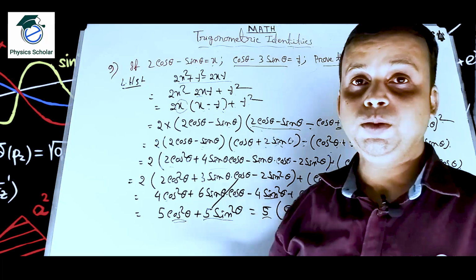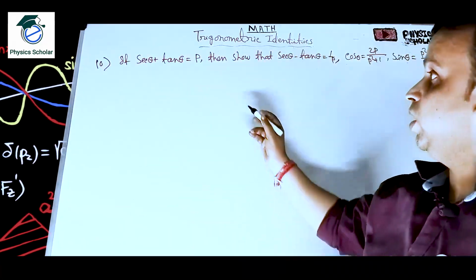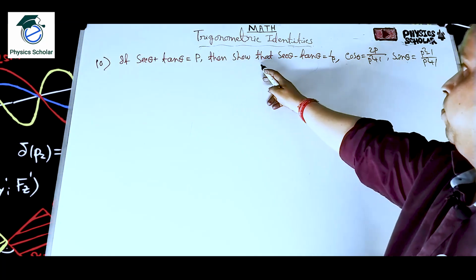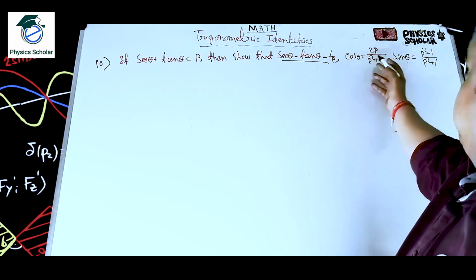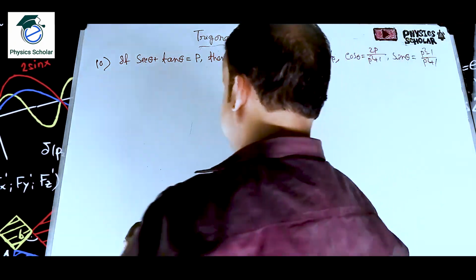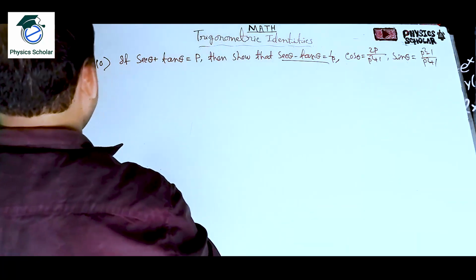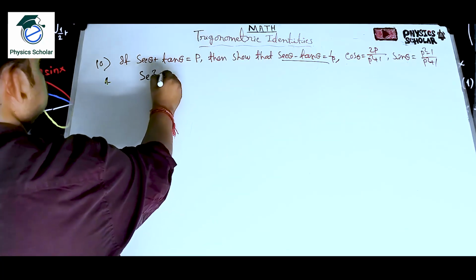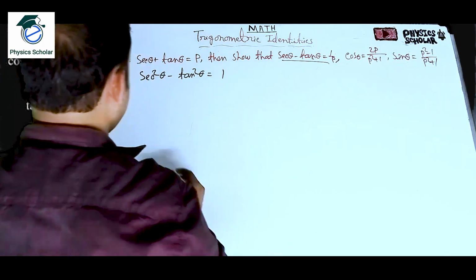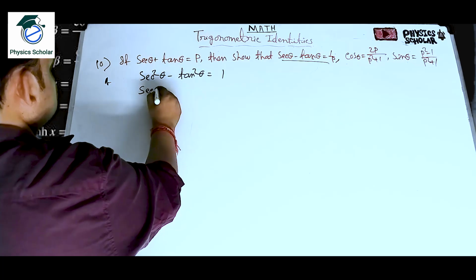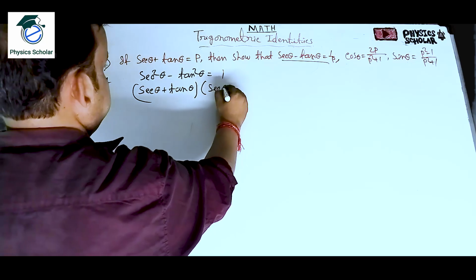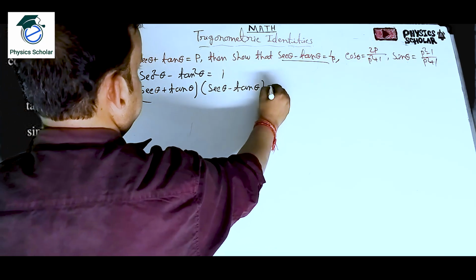Clear? Now let us move to sum number 10. So students, here moving to sum number 10, sec theta plus tan theta is given. First, we have to show sec theta minus tan theta is equal to 1 by p. So what is the relation between sec and tan? Sec square theta minus tan square theta is equal to 1. Clear? So it is a square minus b square also. So sec theta plus tan theta, okay, into sec theta minus tan theta is equal to 1.